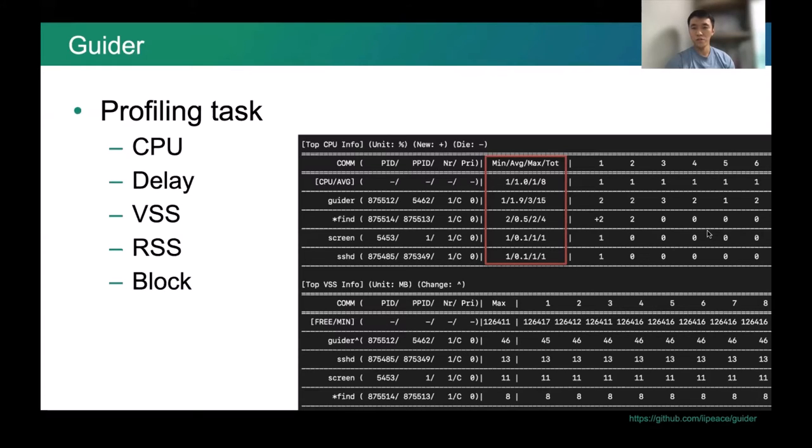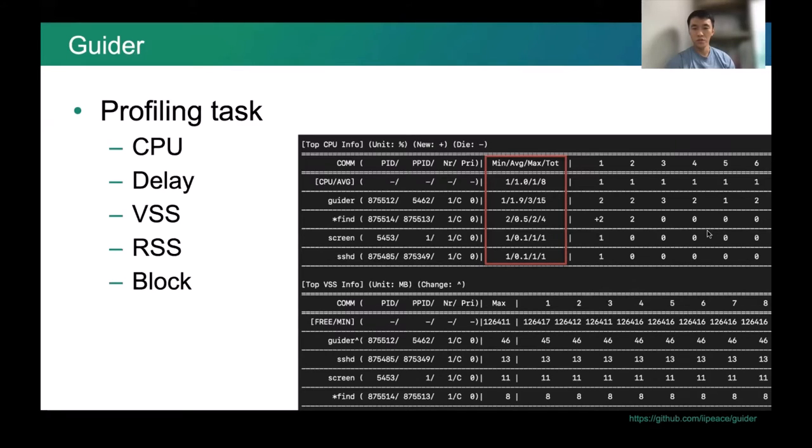Next, profiling features for tasks. In the first table, changes for per process CPU usage are shown with task attributes and total summary for each interval. Total summary information in the red box represents CPU usage, such as minimum, average, maximum, and total for each task and full system. In the second table, changes for per process virtual memory usage are also printed with task attributes and total summary for each interval. The overall format is similar to the CPU table above.